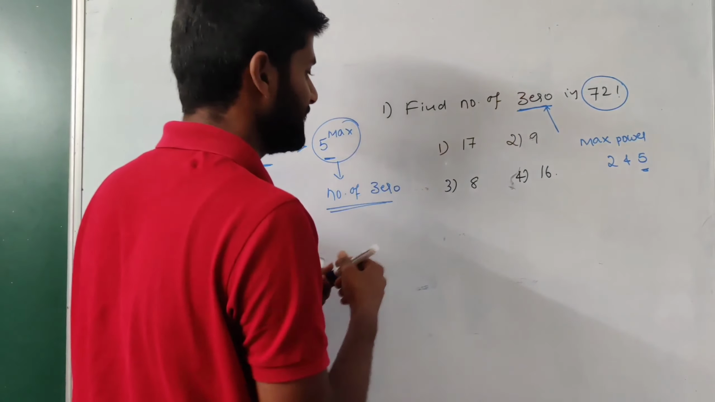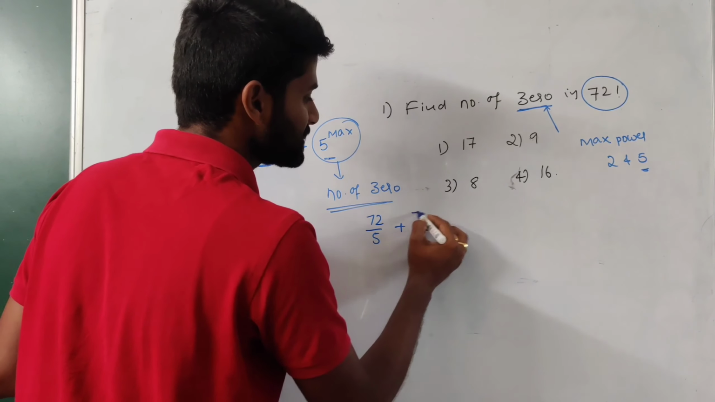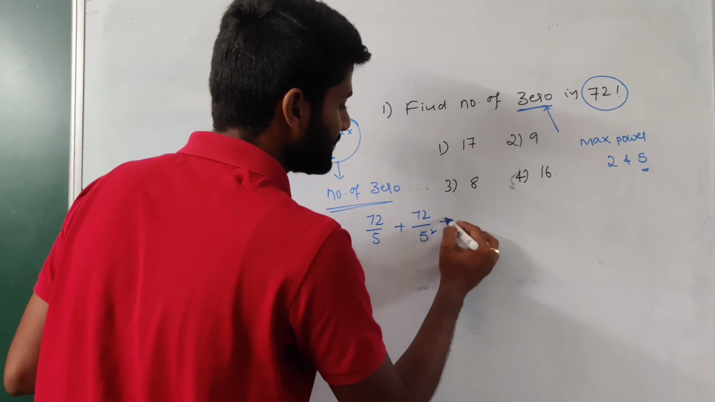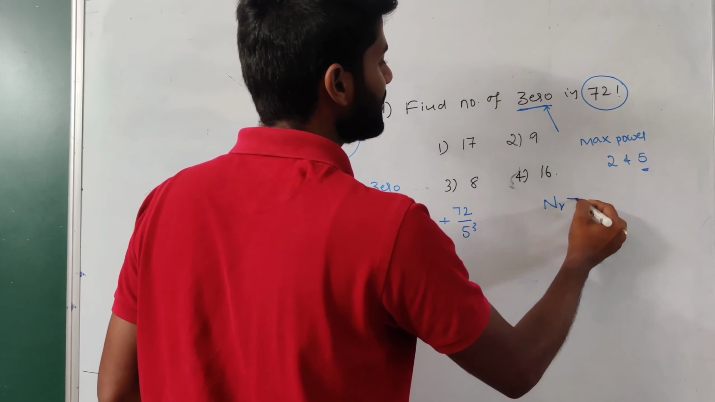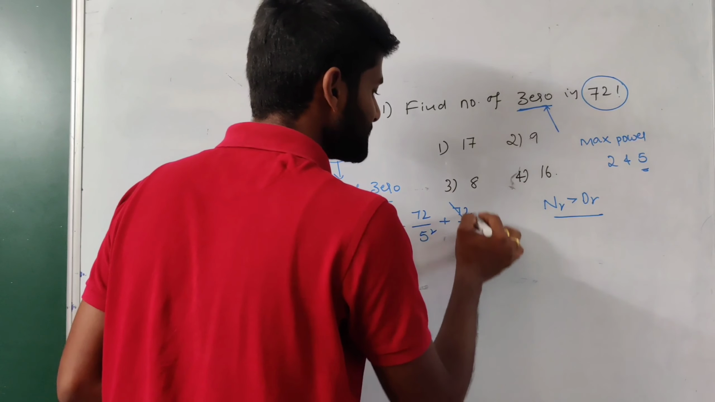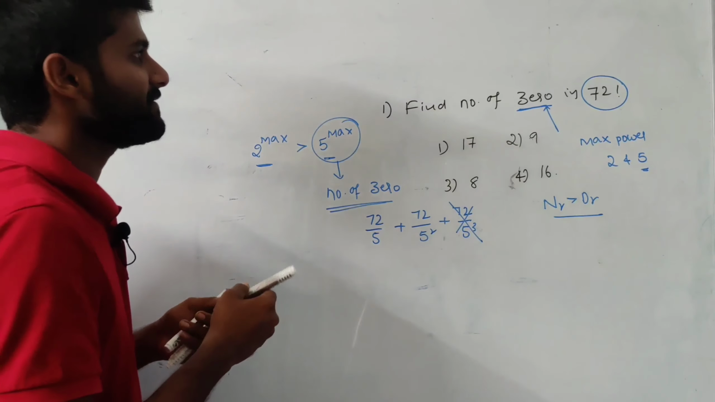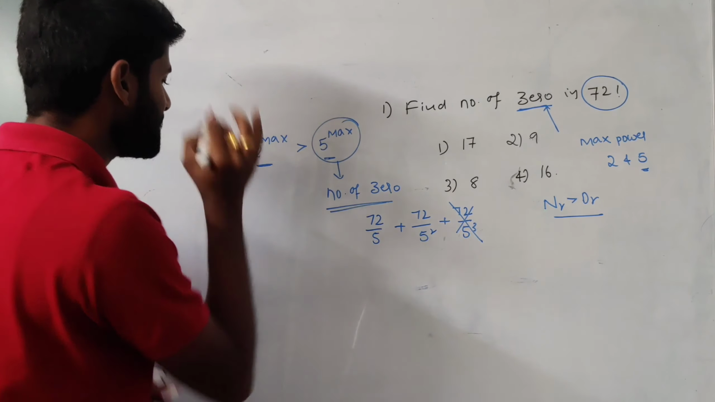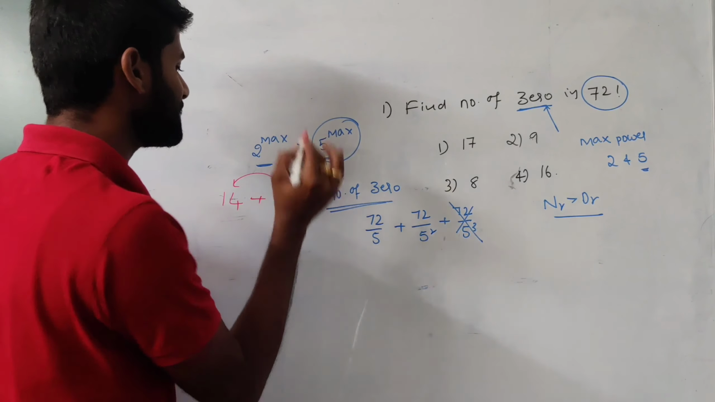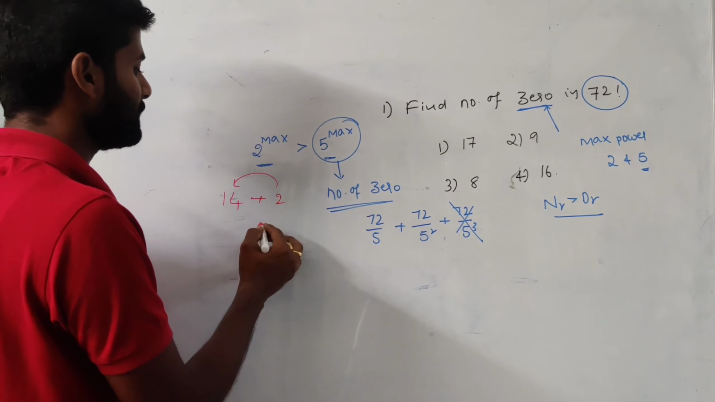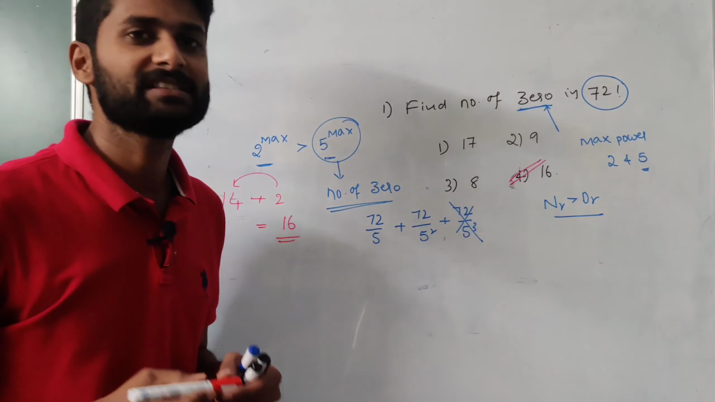By this concept, directly 72 divided by 5, then 72 divided by 5 square, and then 72 divided by 5 cube. According to the previous concept, the numerator is always greater than the denominator, so you can close the expression here, or go with it directly. 72 divided by 5 means 5 fourteens are 70, and the next value is one fifth of 14, exactly 2 times. 14 plus 2 decides the number of zeros, which is 16. So from this expression, the number of zeros is 16.